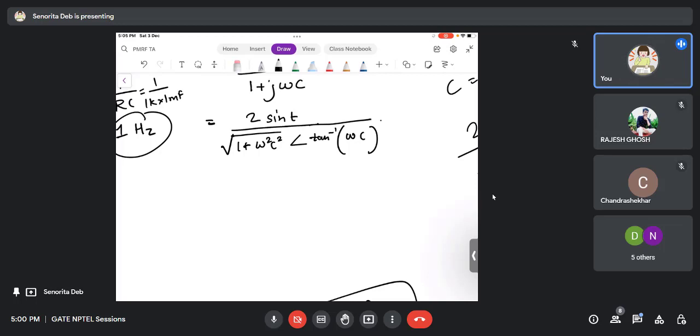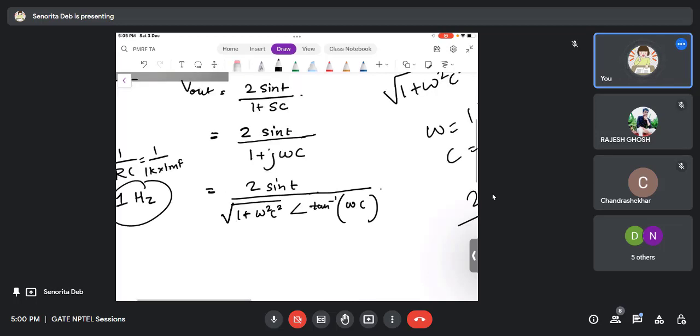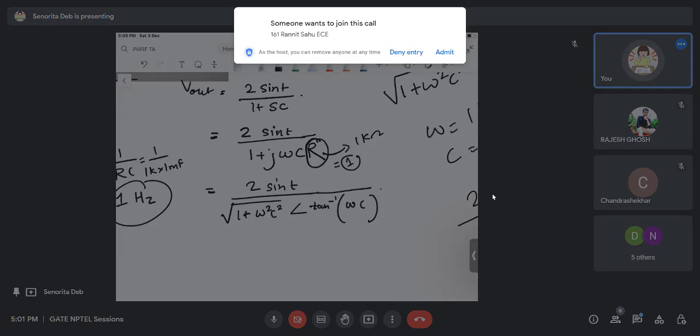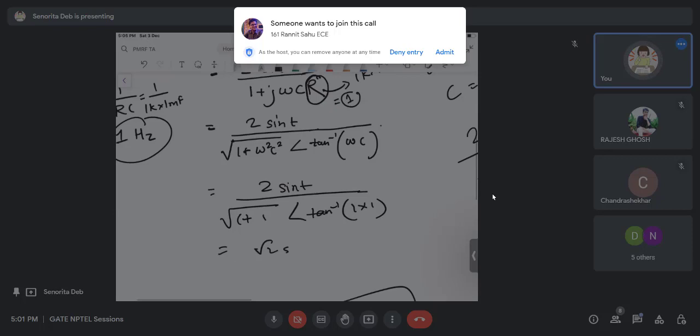This transfer function should have had the value R in it, but earlier while writing KCL I had substituted R with 1 kilo ohm and written it as 1. So if I write 1 kilo ohm as 1, 1 millifarad should also be written as 1, right? So therefore this is nothing but 1 plus 1 angle tan inverse 1 into 1, which is nothing but root 2 sine t minus 45.